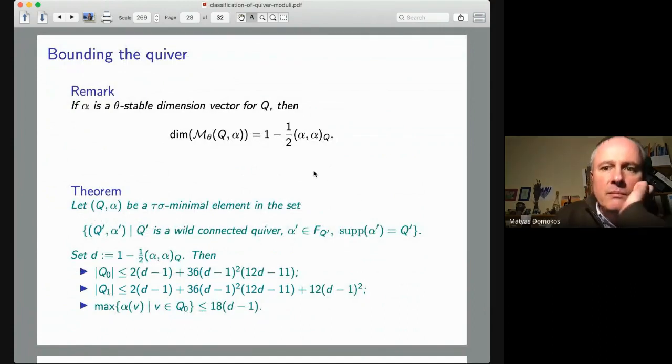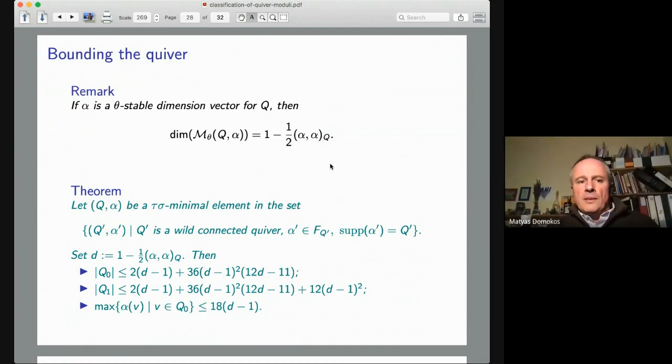Just one sentence maybe: the advantage of working with dimension vectors which are stable is that we have a combinatorial formula for the dimension of the corresponding moduli space, because it's given by 1 minus 1/2 times the Cartan form of alpha, alpha.